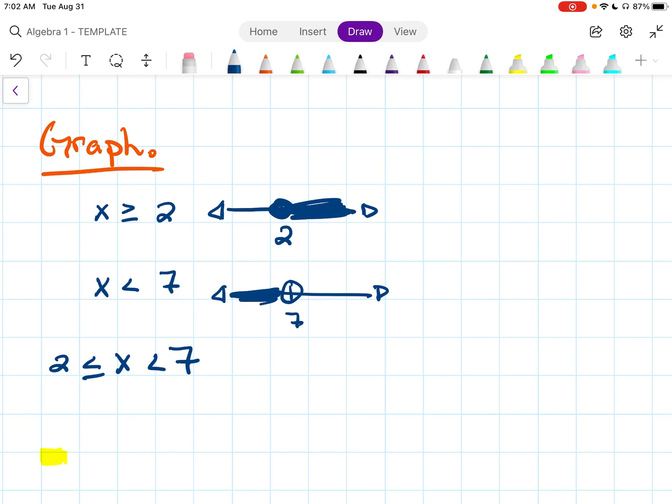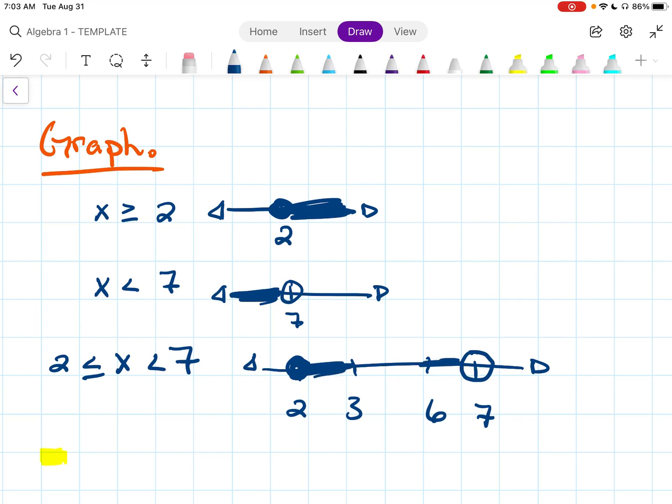Now, to graph them together, I have it written as one long inequality with two inequality symbols here. So I'm going to draw a longer line here. I'm going to put a 2, maybe a 3, 5, and 7. Or maybe I'll put 6 and 7. That would make more sense. And I'm going to draw them both on the same line. So I have a closed circle on 2, an open circle on 7, 2 shades to the right, 7 shades to the left, so I'm shading the inside of that.